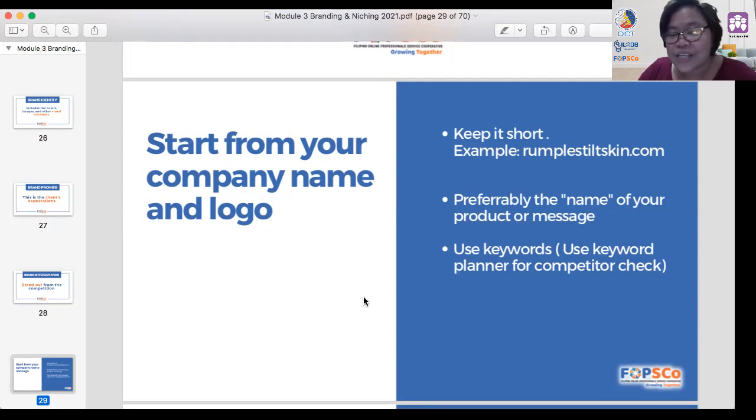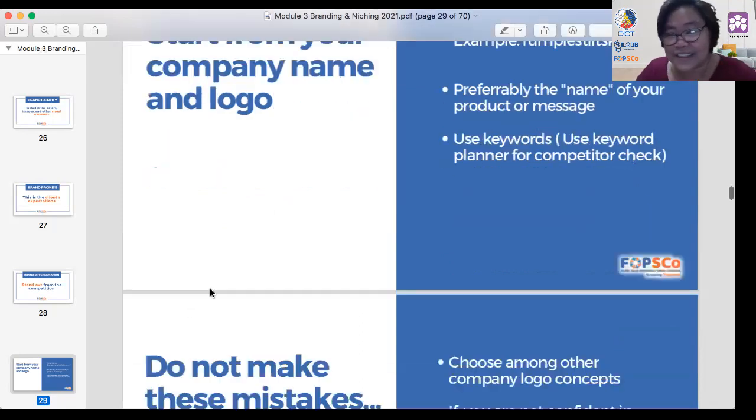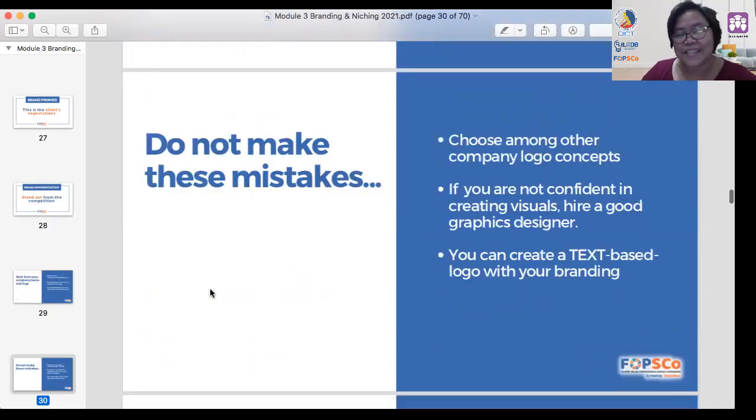And then use keywords. Also consider the keywords that are related to your product or service. For example, if your client is into travel and tours, maybe consider Let's Go Travel and Tours. So you know that it's Let's Go. So it's also forward, right? Do not make these mistakes.